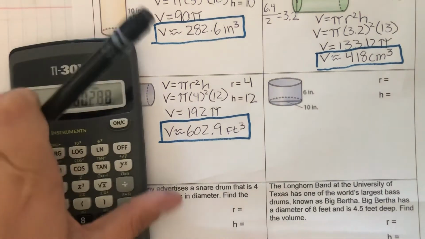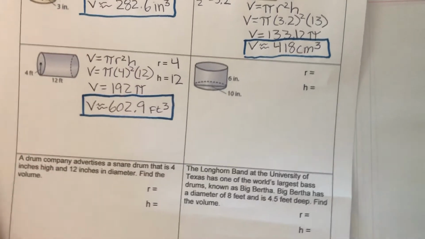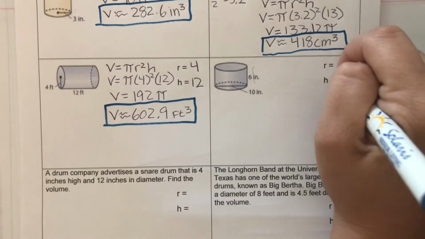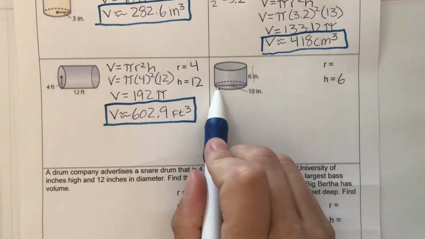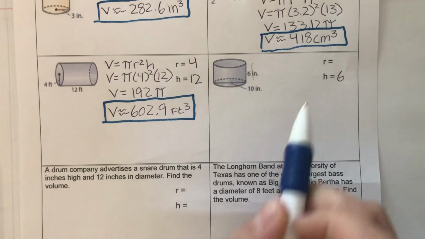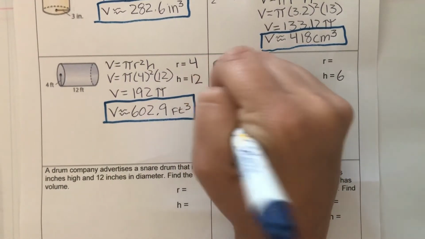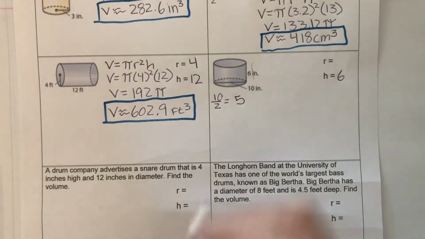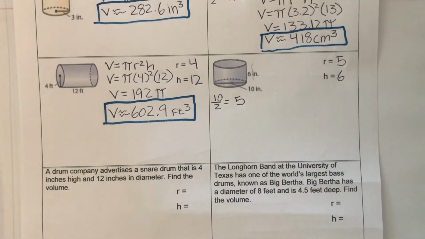Again, I want you to try this next one on your own, pause the video, and then check back with me. We need to identify the height of our cylinder. The height is 6 inches. The diameter, this goes all the way across, so we know the diameter is 10. We don't need the diameter, we need the radius. So we need to divide the diameter by 2 to find the radius. Remember, the radius is half of the diameter. So it's 5 inches is our radius.